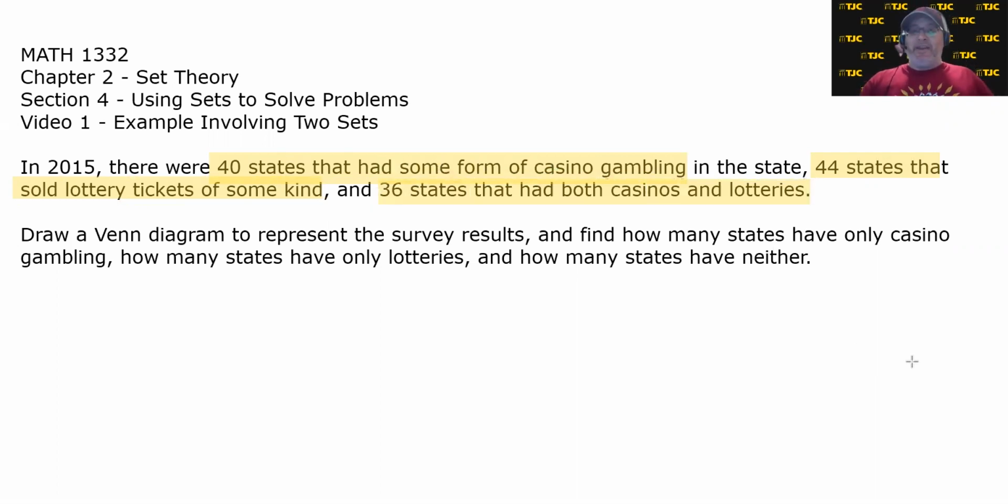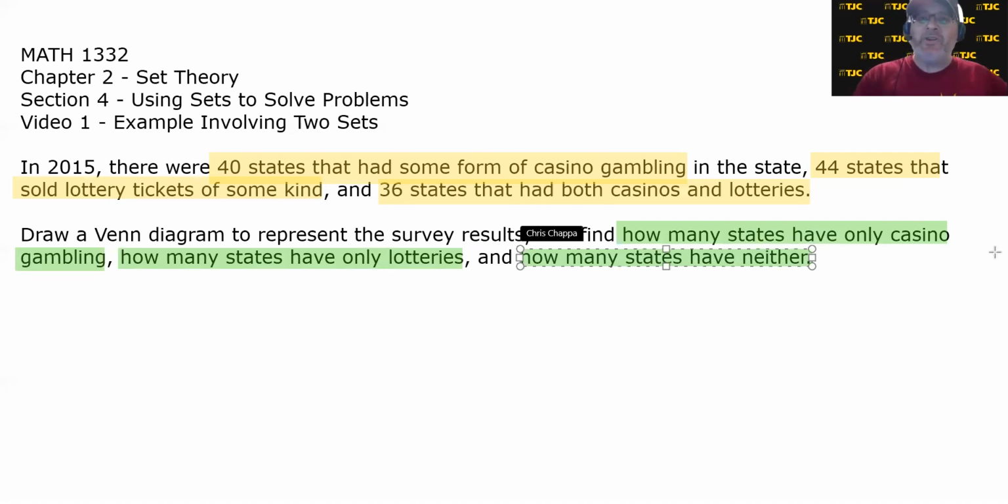Now, there's something implied in this problem that you might not know if you're not a citizen of the United States of America, or you might not know even if you are, which would be kind of embarrassing, and that's the fact that there's a total of 50 states. So our universe will be the set of all 50 states. Draw a Venn diagram to represent the survey results, and find how many states have only casino gambling? So there's question number one. How many states have only lotteries? And how many states have neither?